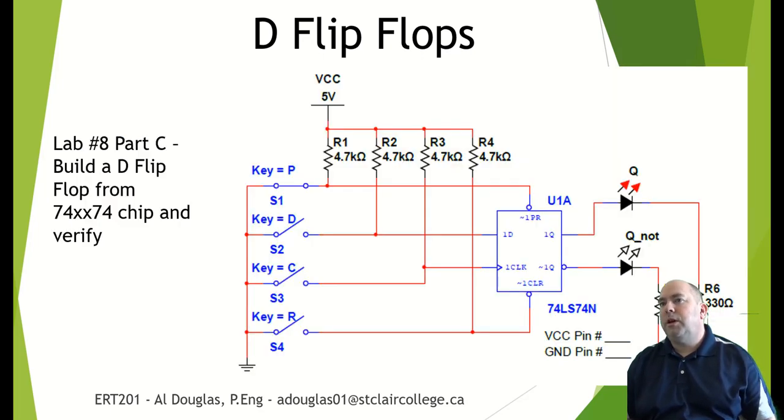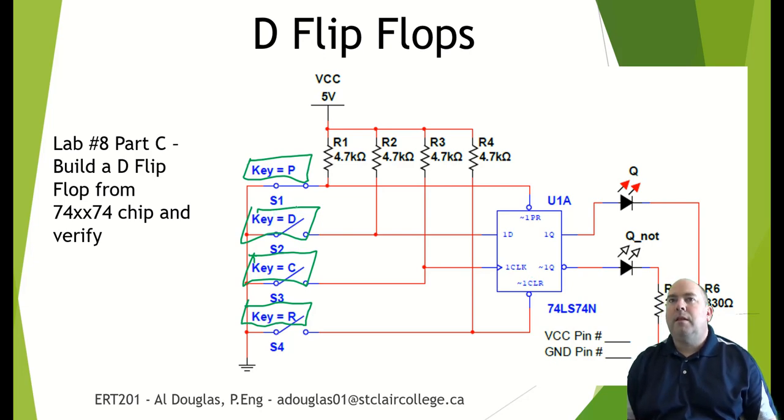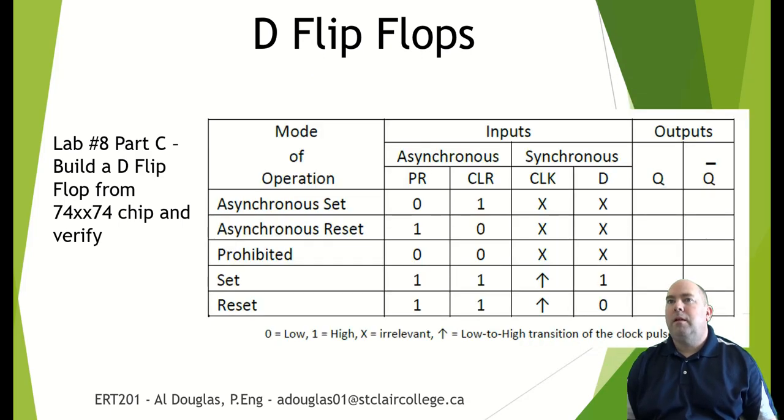This is what our circuit looks like. So we need all these signals. We'll need the preset. We'll need the reset for clear. We'll need the data signal, and we'll need the clock signal. And these all wire in like this. That is the D-type flip-flop. And we will, in part C, we can verify our truth table.